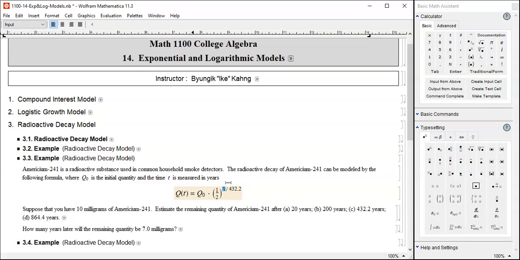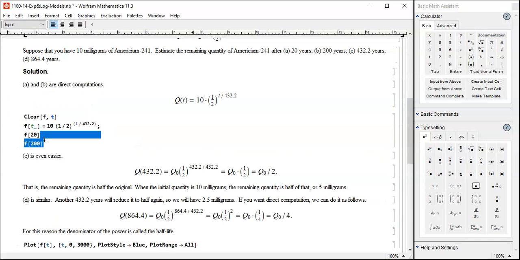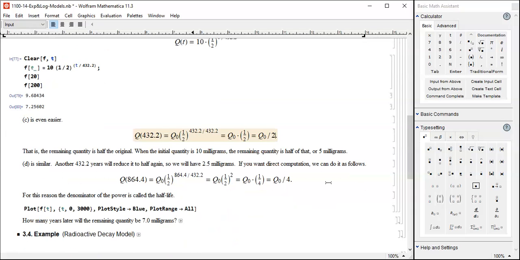Just plug in all those numbers in place of this t and then run your calculator. It should be easy computation, except that you have to repeat it 4 times. So repeat it twice, 20, 200, so we get 9.68 milligrams, 7.25 milligrams. But after 1 half-life, 432, then you have half of the original, so 5 milligrams. And then 2 half-lives, and you have 1/2 to the second power, so a quarter of the original. So you end up with 2.5 milligrams.